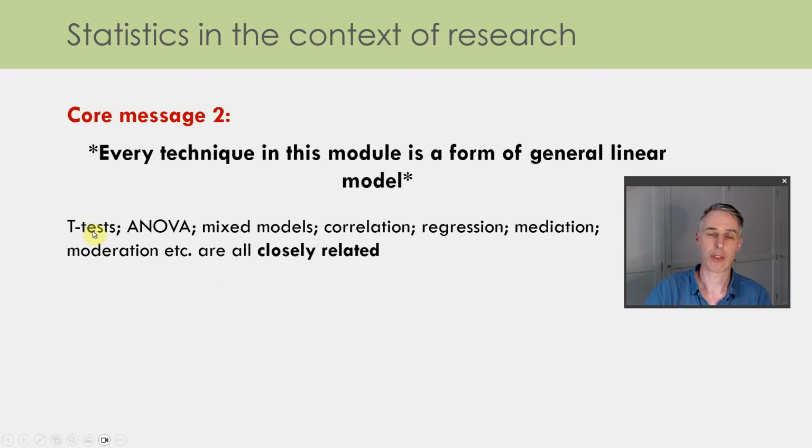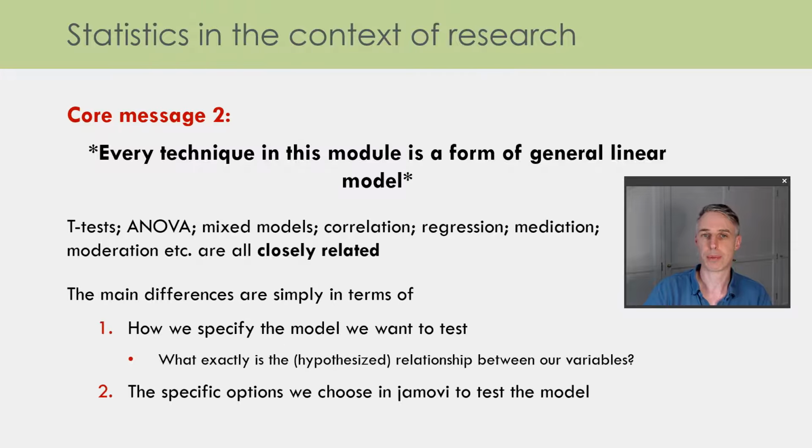Okay, so when we think of things like t-tests or ANOVAs, mixed models, or correlations, regression, some of the stuff that we'll come across later in the module, like mediation and moderation, they're all actually really closely related. They are not fundamentally different things. Okay, and in fact, they all are instantiations of a general linear modeling approach to analyzing our data. So how can you think about the differences between these?